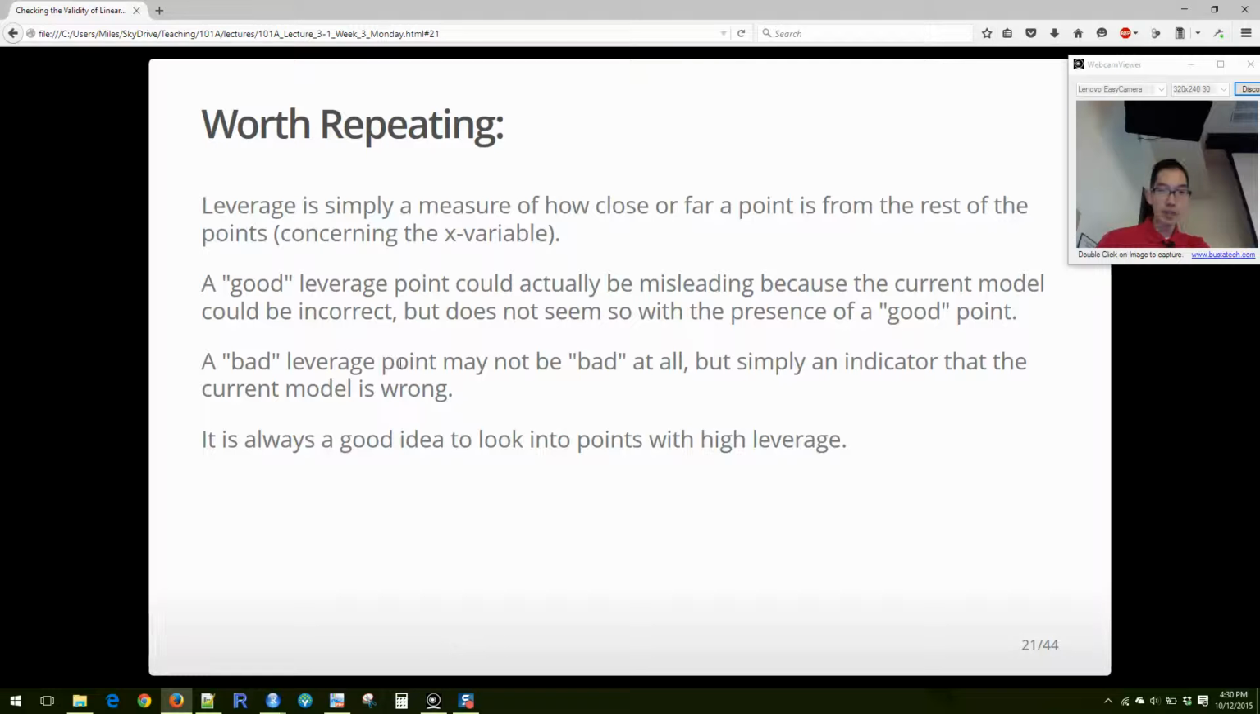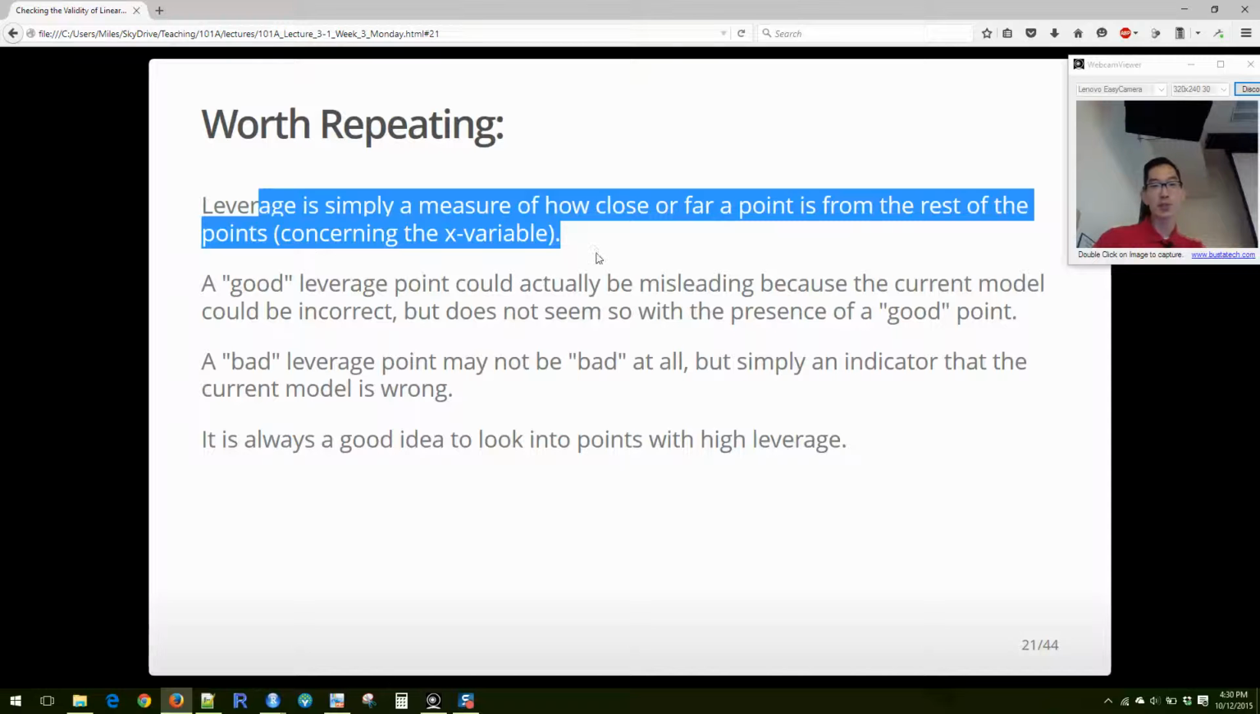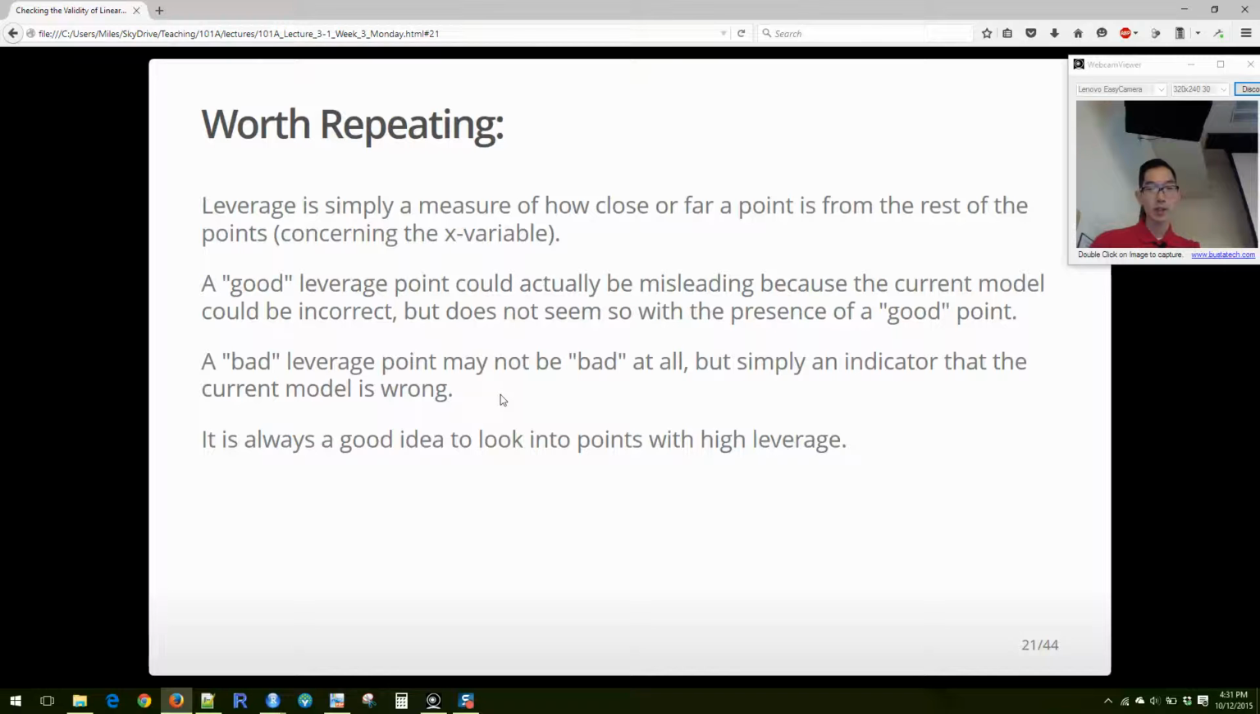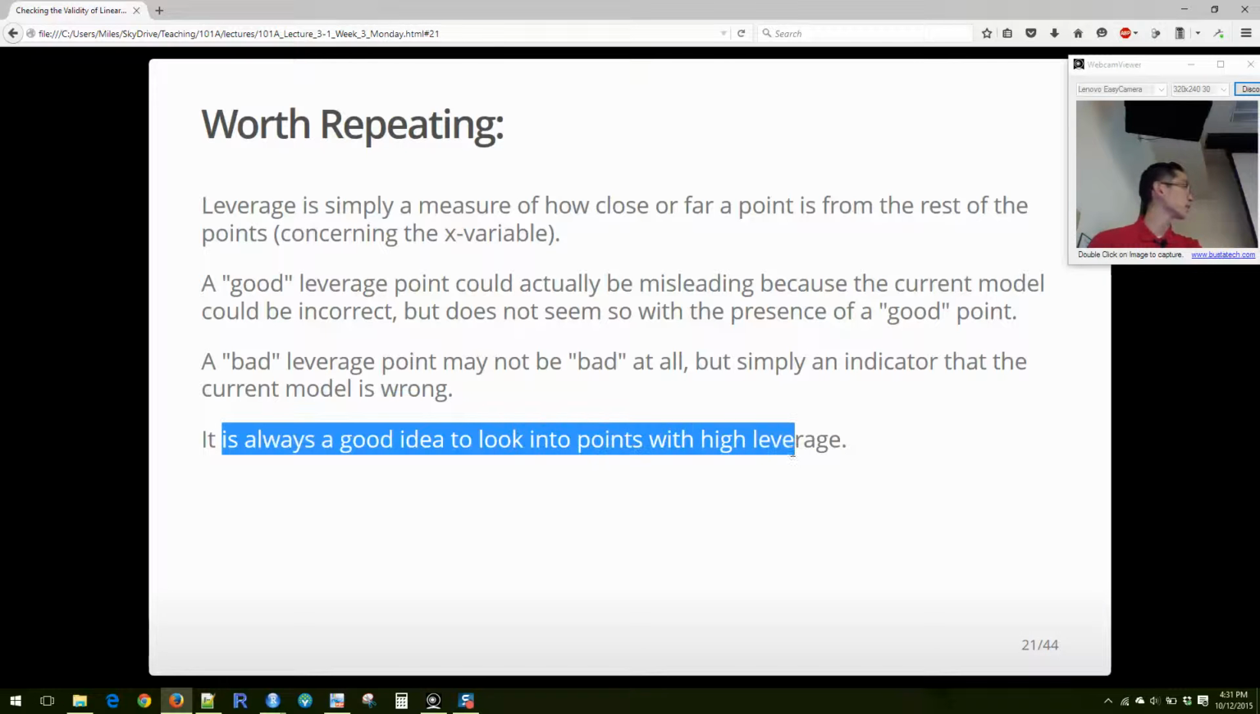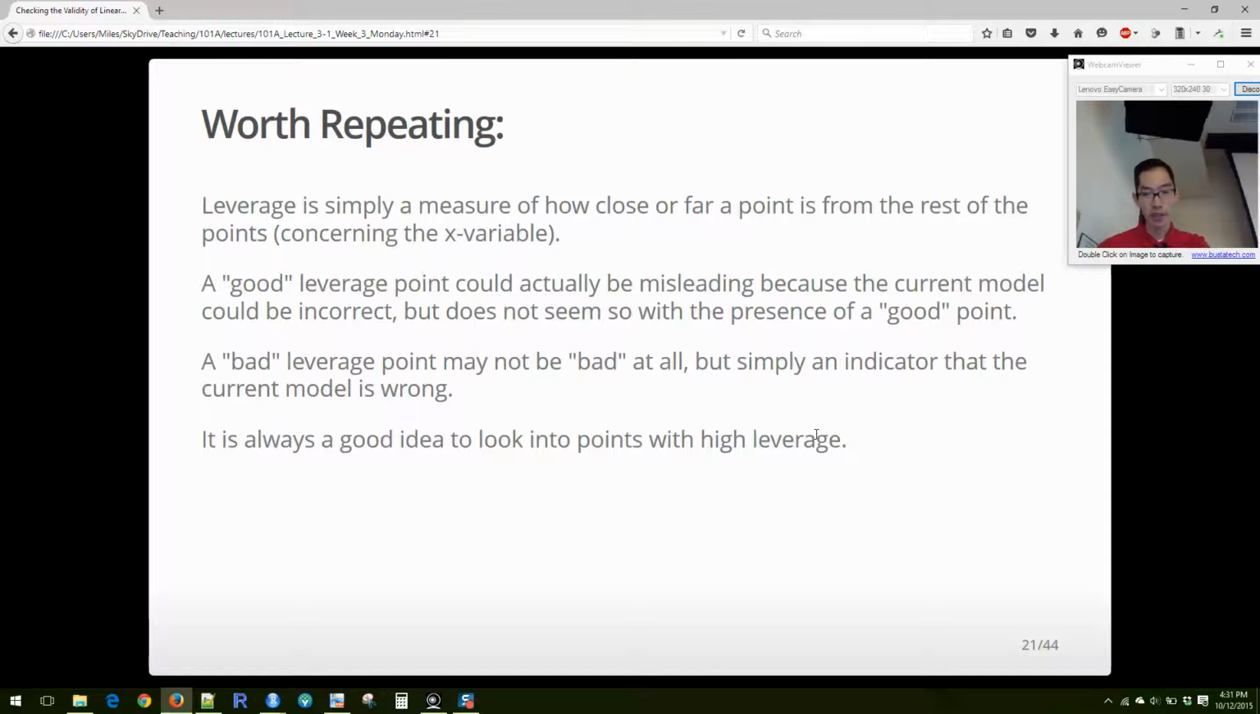This is worth repeating, at least I wrote it on the screen here. Leverage is simply a measure of how close or far a point is from the rest of the points concerning the x variable. Good leverage could actually be misleading because the current model could be incorrect. And it's always a good idea to look into the points with high leverage.